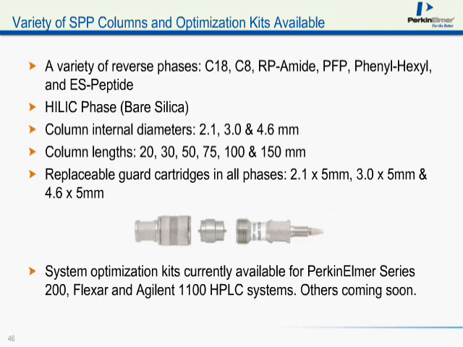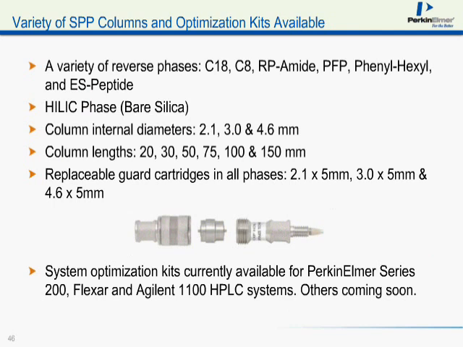Finally, just to let you know what we have available for SPP columns, we have a variety of reverse phases. We have C18 and C8, where C18 is probably the most commonly used general purpose column for nonpolar to midpolar compounds in a polar matrix. C8 is just a shorter ligand chain, which will give you a little less retention. So if you have highly nonpolar compounds, you would use a C8 versus a C18 because you have a little less retention and they'll come off the column a little easier.